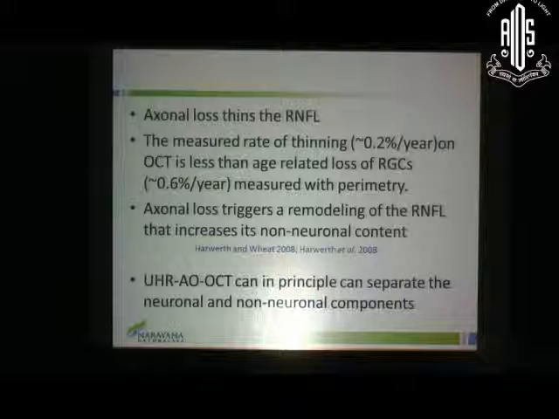We know about axonal loss thinning the retinal nerve fiber layer, and the measured rate of thinning on the OCT has been less than what has been expected as measured with perimetry. One of the hypotheses for this is that the axonal loss itself triggers a remodeling of the RNFL, which then increases the non-neuronal component. So with this kind of imaging, we could probably separate the neuronal and the non-neuronal components, and thus maybe we can measure what's happening to the nerve fiber bundles alone.